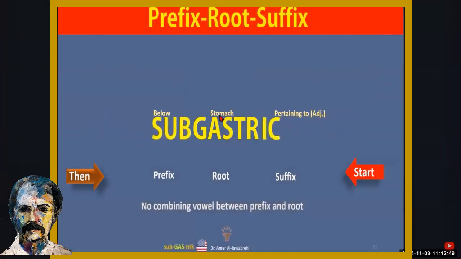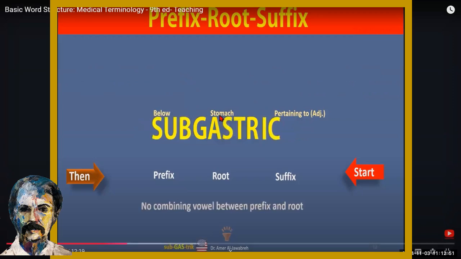Subgastric. See, the Americans, even they stress the gas. Subgastric. You know, in English there is the phonetics, the music of the word. When we say, for instance, inflammation, we stress inflammation. So, subgastric.